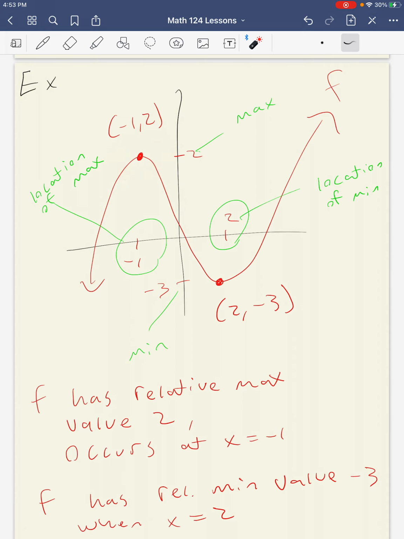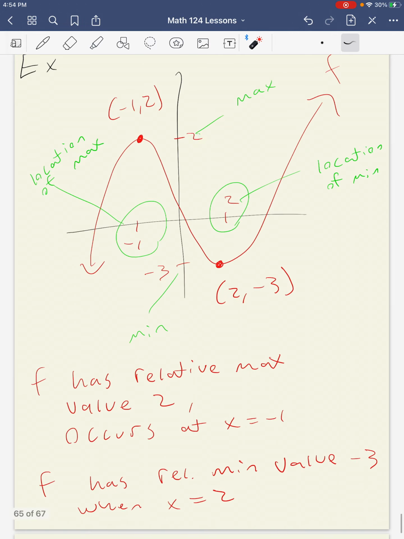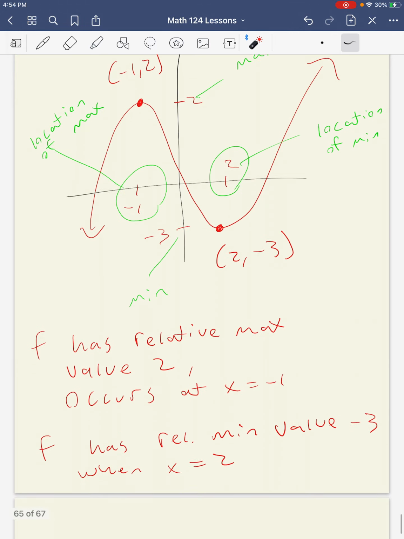This is sort of a maximum in this neighborhood. Right at the top of the mountain is the maximum, and the y value is the max value. The x value is the location of the max value. And sort of at the bottom of this valley, the y value is the minimum value. The x value is the location where you attain the minimum value.